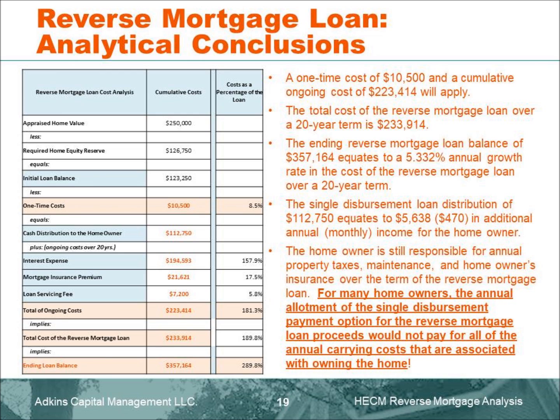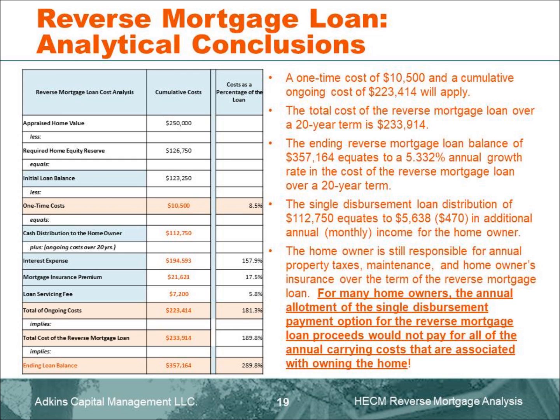implying an ending reverse mortgage loan balance of $357,164. This amount equates to a 5.332% annual growth rate in the cost of the reverse mortgage loan over a 20-year term. In return, the borrower would receive a single disbursement of $112,750, which would equate to $5,638 in additional annual income, or $470 in additional monthly income.